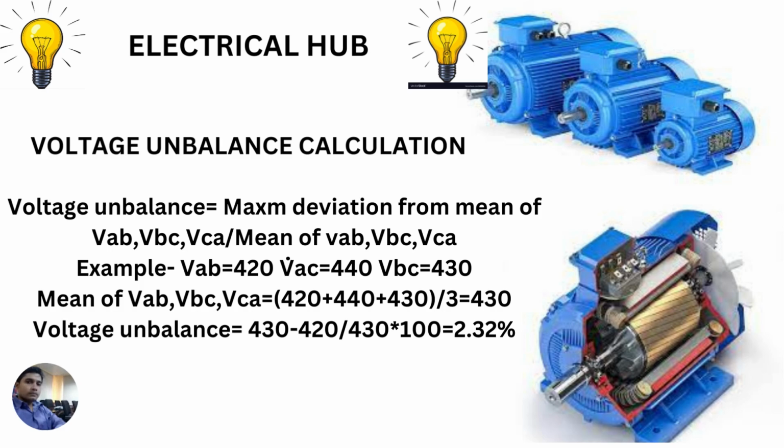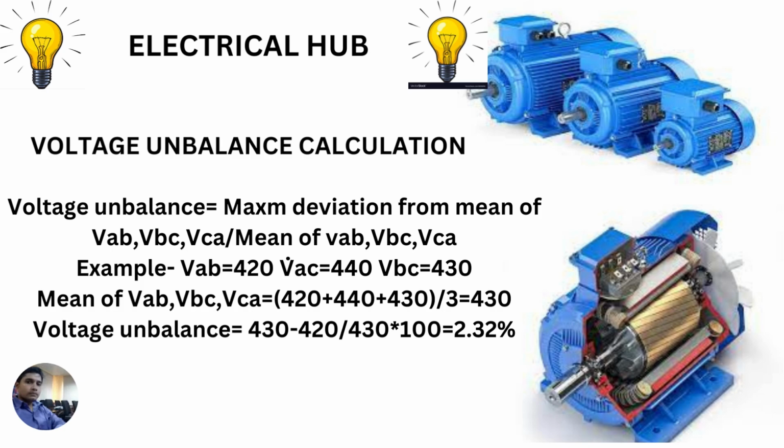According to NEMA, voltage unbalance is equal to the maximum deviation from the mean of VAB, VBC and VCA divided by the mean of VAB, VBC and VCA. For example, VAB is equal to 420 volt, VCA is equal to 440 volt and VBC is equal to 430 volt. So what will be the mean of this? Summation of all divided by 3, which is equal to 430 volt.